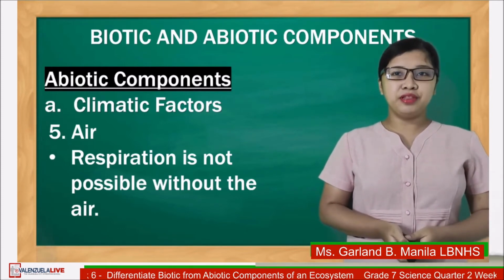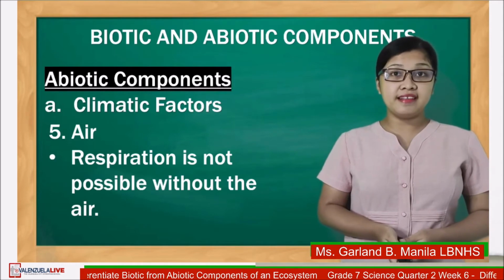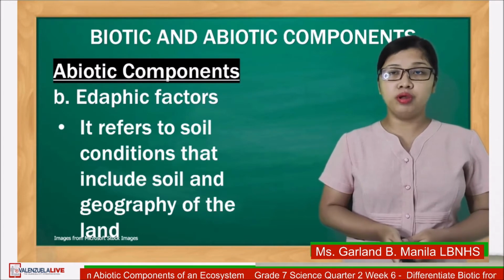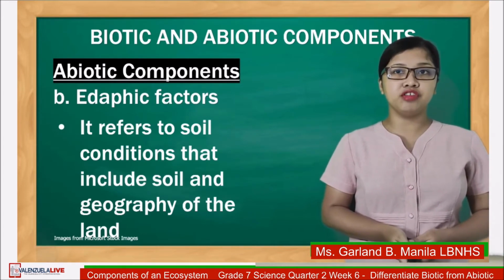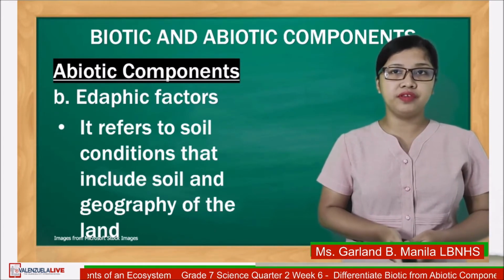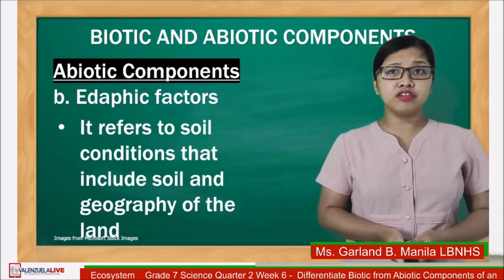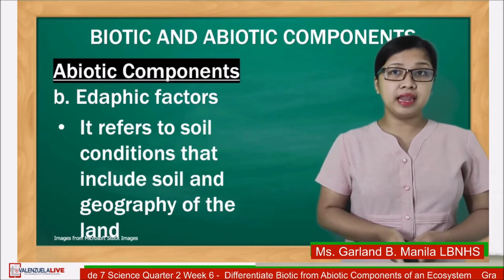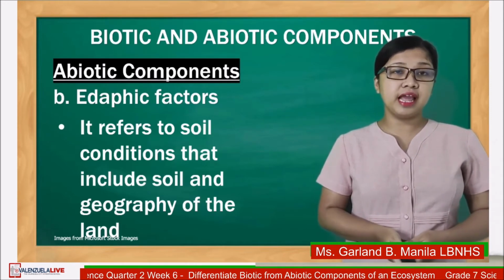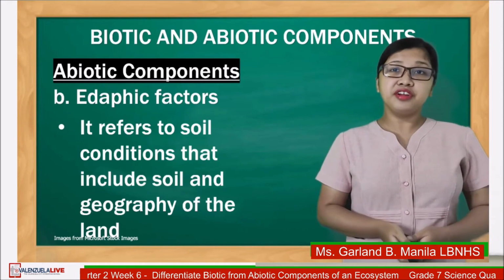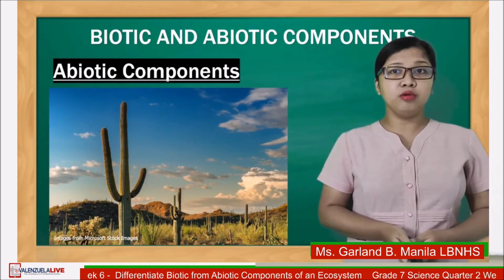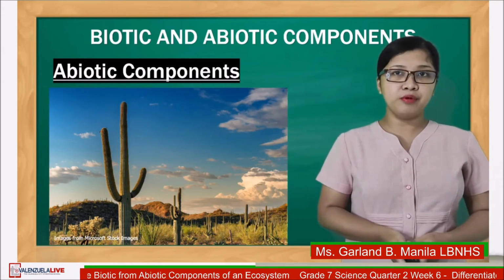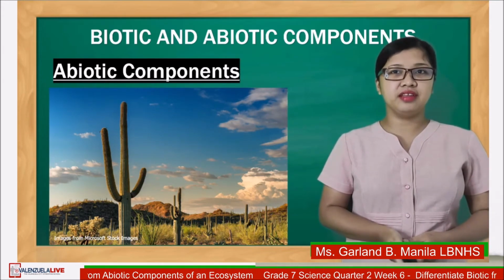The next abiotic component category is known as edaphic factors. It refers to soil conditions. So, edaphic abiotic factors include soil and geography of the land. Edaphic factors affect organisms such as bacteria and plant life that define certain types of ecosystems. There are certain plant and animal types that can only grow in specific areas of a particular soil type. For example, a cactus in the desert.